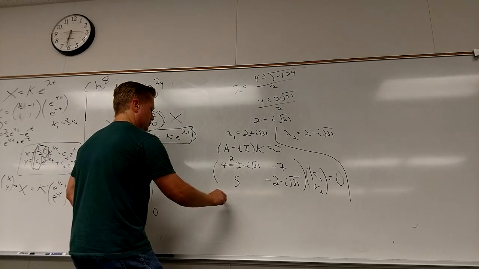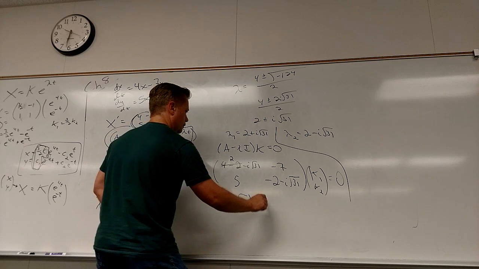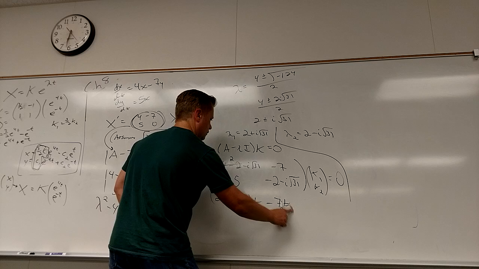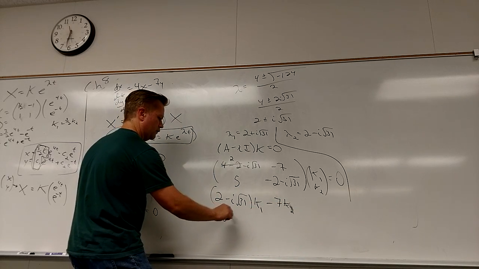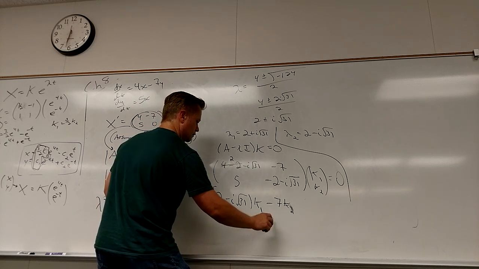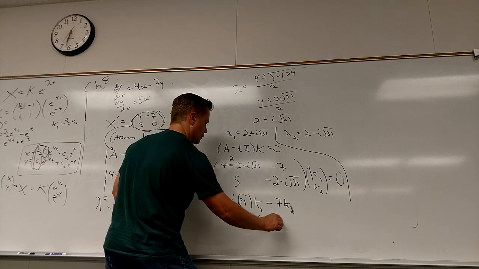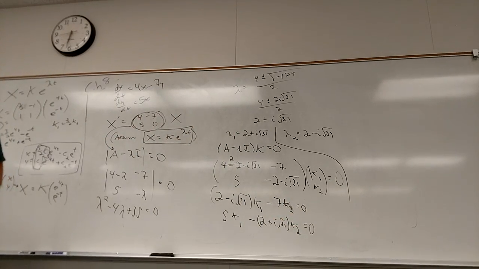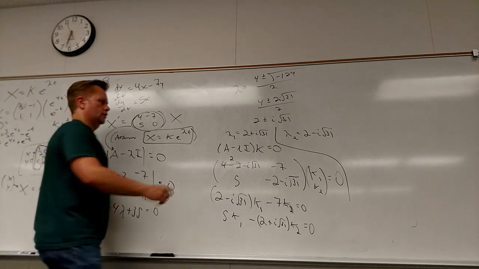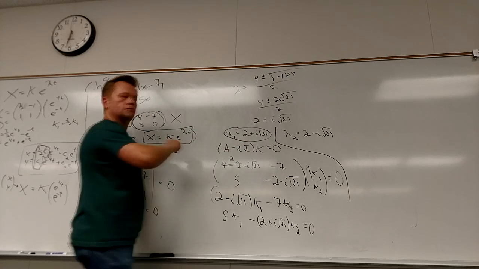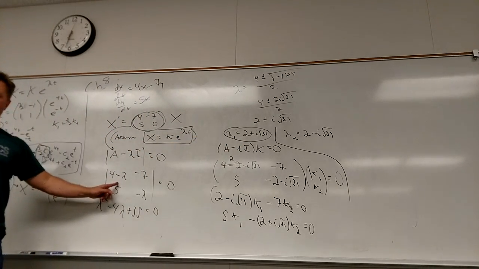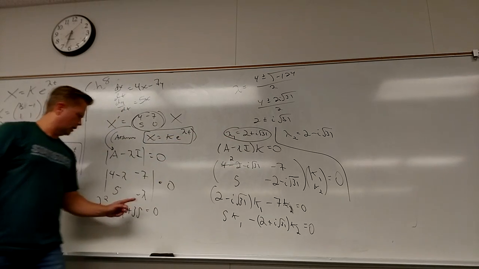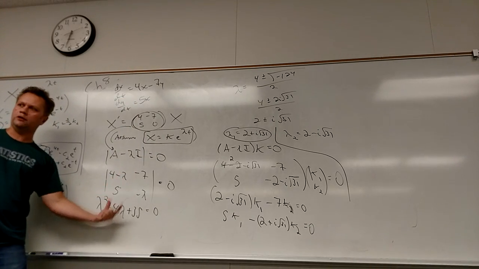So let's see. We get 2 minus i root 31 k1 minus 7 k2, and 5 k1 minus, let's say this, minus 2 plus i root 31, like that, k2. What happened right there underneath the A minus lambda I times k equals 0? This is what A minus lambda I looks like for this one. So really, it's right here. 4 minus that, bam. And then negative that, bam. I've got the form right here, right before I get my characteristic equation. That's beautiful.